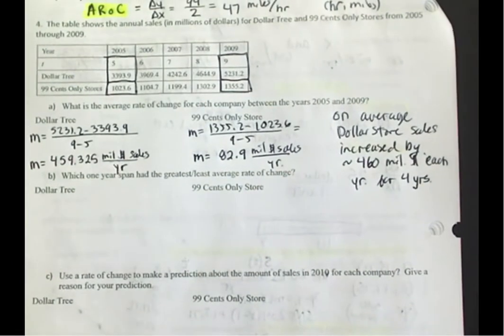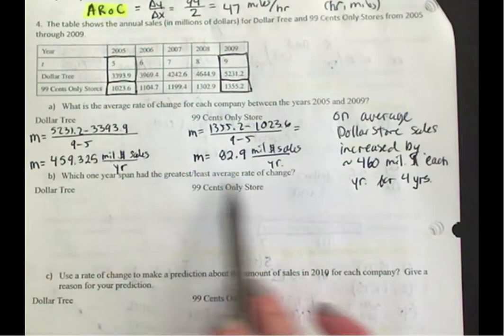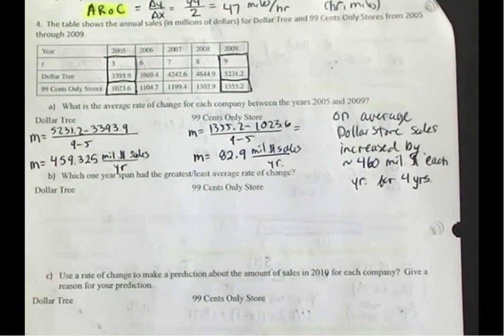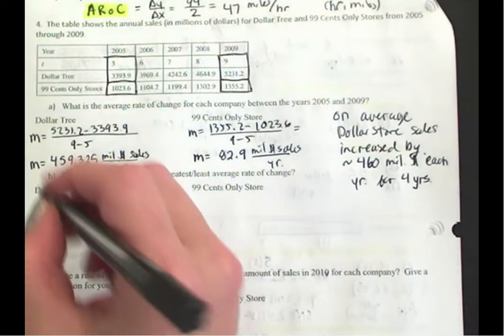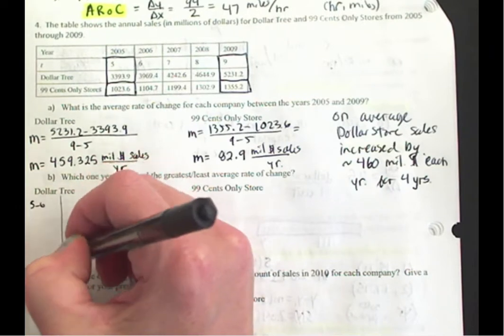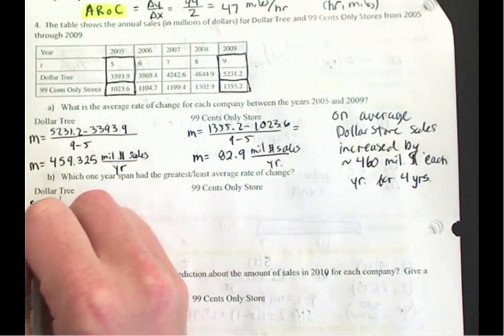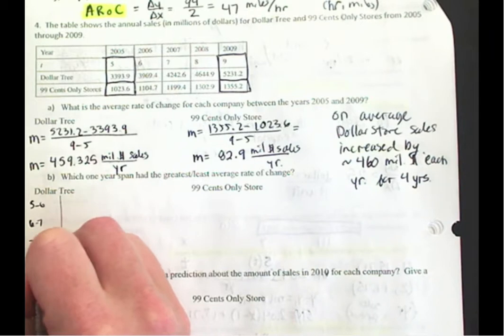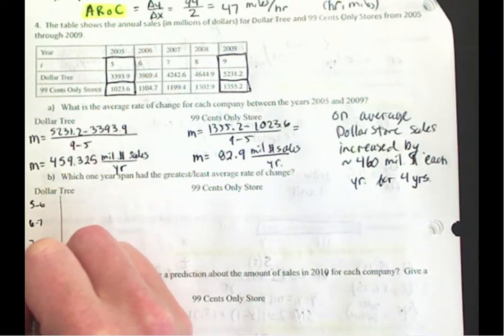Okay, so we looked at 2005 to 2009. What if you look for the greatest or least change? Which year had the biggest increase? Which year had the least increase? I'm just going to make myself a little table. 5 to 6, 6 to 7, 7 to 8, 8 to 9.